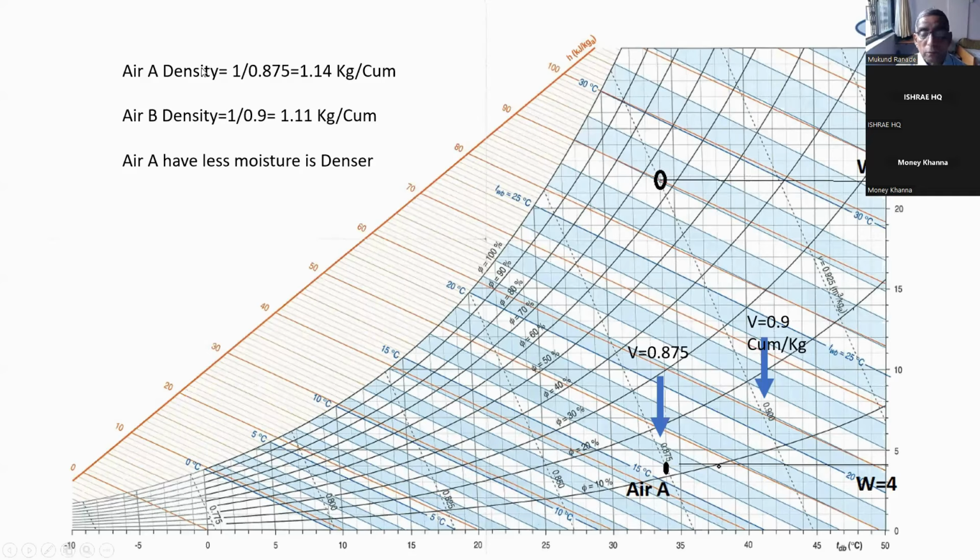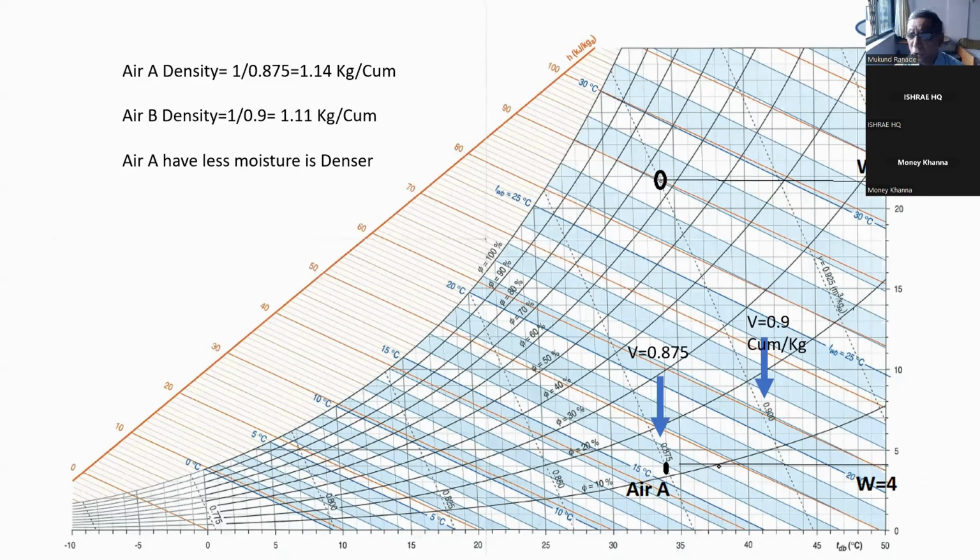the lower moisture has a density of 1.14, while the higher moisture has a density of 1.11. So that means the air which has less moisture has higher density as compared to the air which has higher moisture, even though the temperature and total pressure are the same. So we definitely now know that as the moisture content increases, density decreases. But let us understand why this happens.